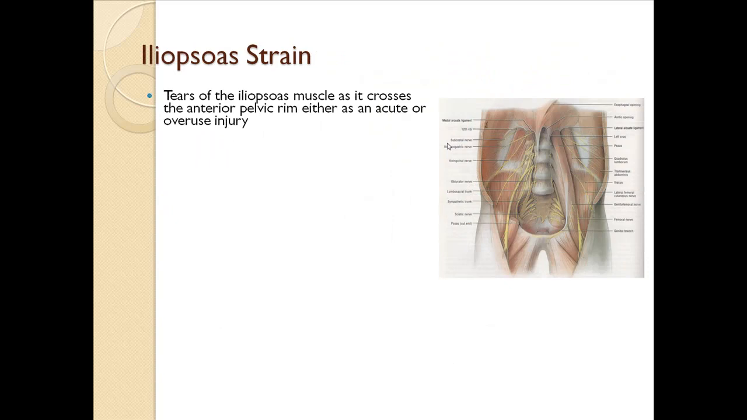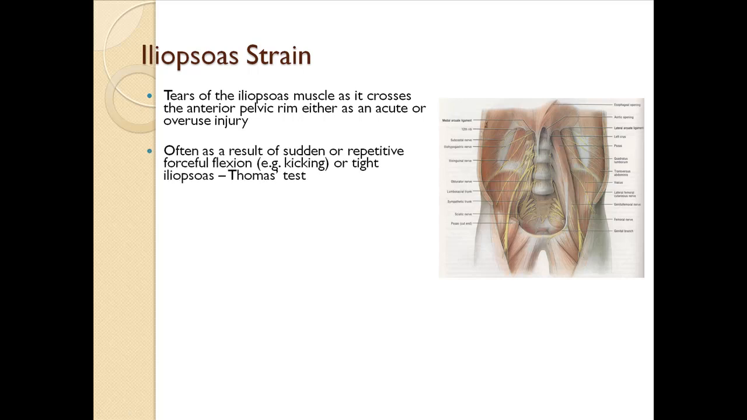Iliopsoas strain may occur in the iliopsoas muscle. The iliopsoas muscle involves psoas major there and iliacus, and as they come together they form a common tendon that passes over the anterior aspect of the hip and the anterior rim of the pelvis. It's an overuse injury, and it's often associated with sudden or repetitive forceful flexion. So runners may develop it, or individuals that repeatedly kick using one limb, very unilateral footballers.